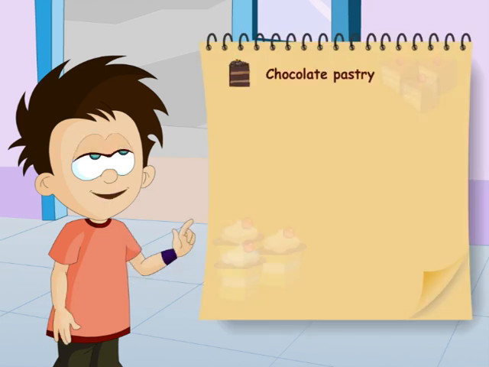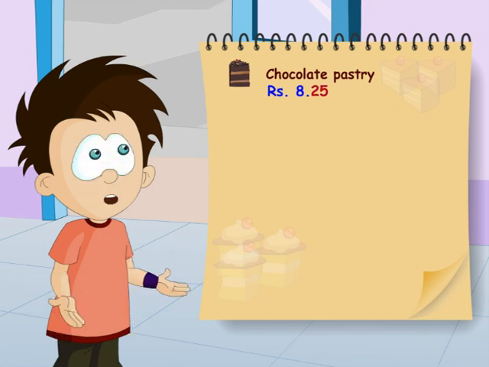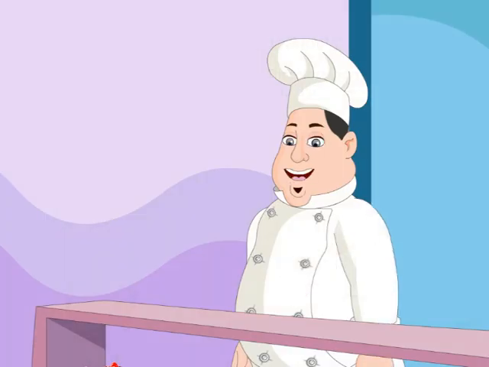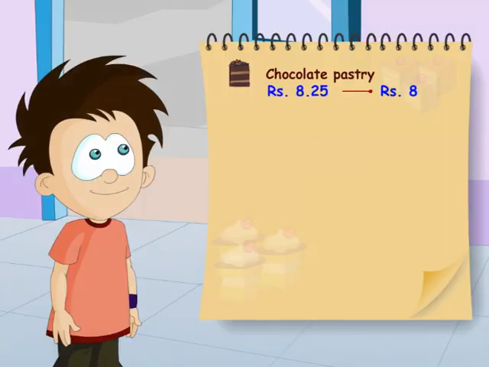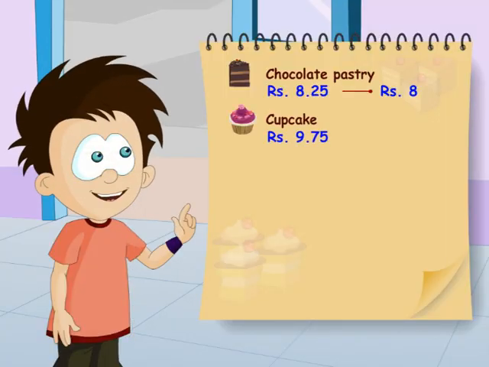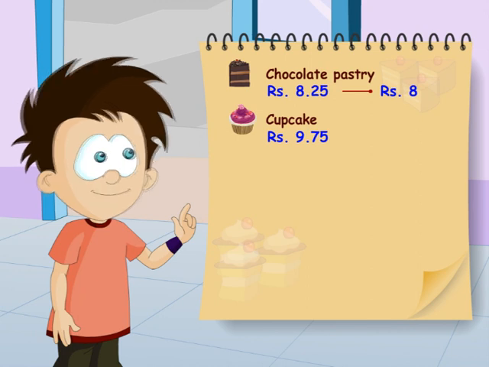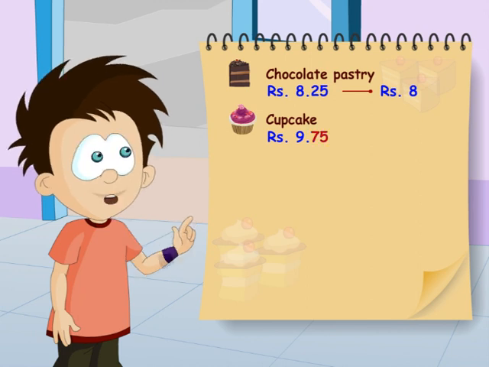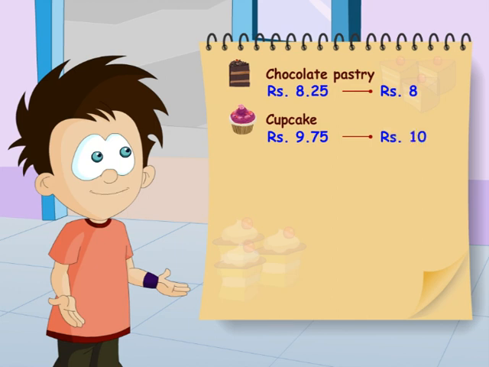Okay. The chocolate pastry is for 8 rupees 25 paise. Since 25 is less than 50, 8 rupees 25 paise is rounded to the lower ones. That is 8 rupees. Am I right? Yes, you are. Go on. Okay. The cupcake is for 9 rupees 75 paise. Now 75 is greater than 50. So I'll round it off to 10 rupees.